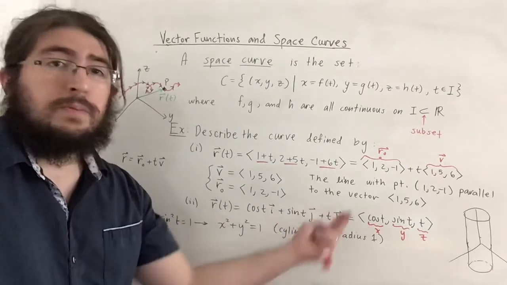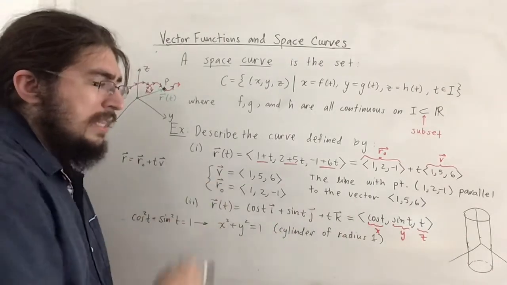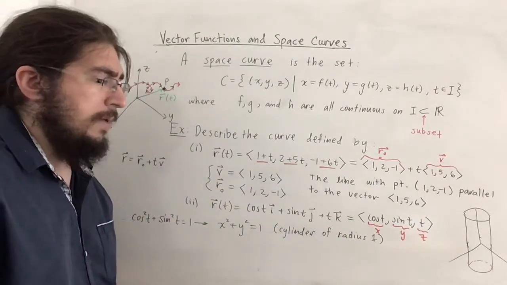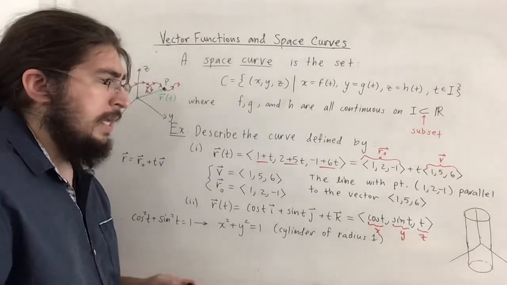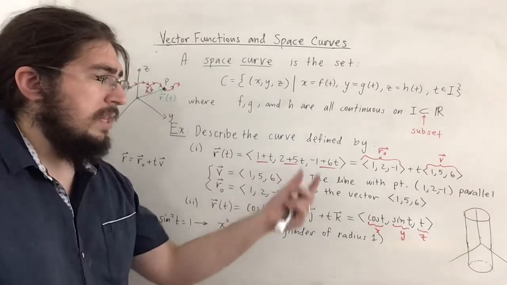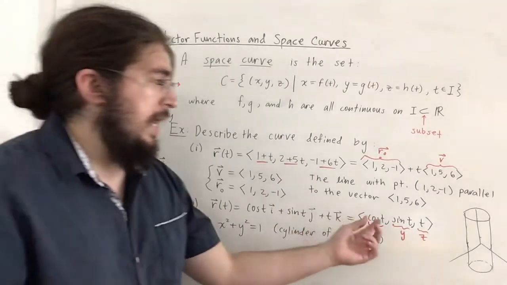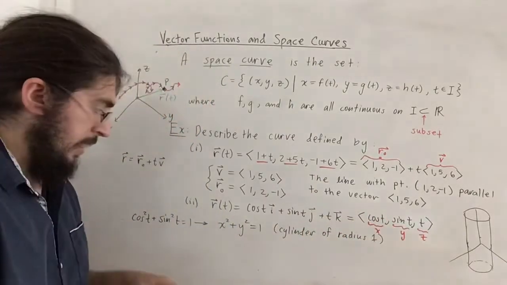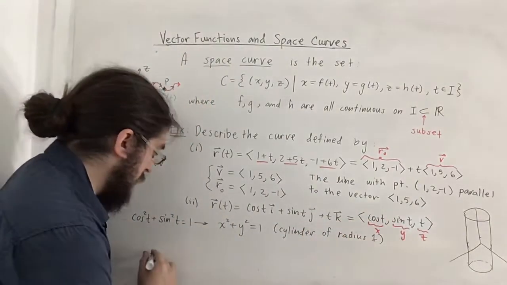So that's what the first components tell us. The third component is a little harder to talk about, but essentially what happens is as you plug in values of t, x and y actually traverse around the circle.